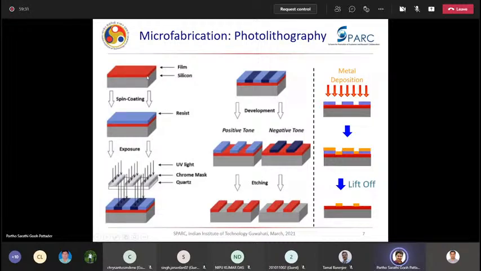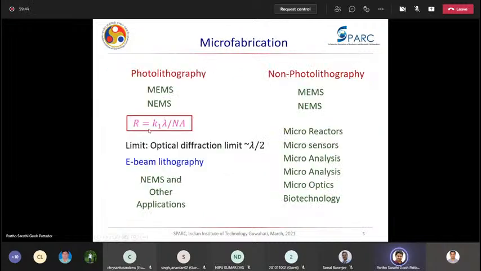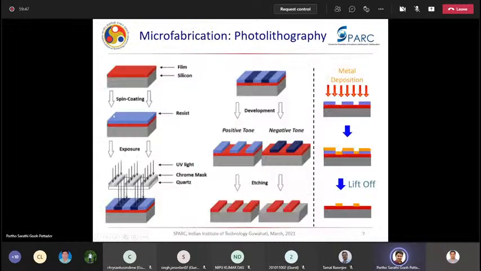Okay, then you use those chemicals that I was talking about two slides back, that K1 in this expression. This K1 actually depends on the type of chemical used. This is called resist. It is basically called photoresist if it is photosensitive. So this photosensitive material is coated on this surface. This coating is generally done by spin coating. People can also do dip coating, but generally spin coating is done to get a very thin layer of this resist.